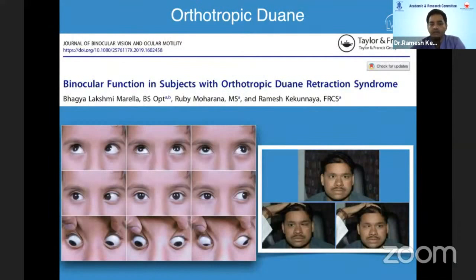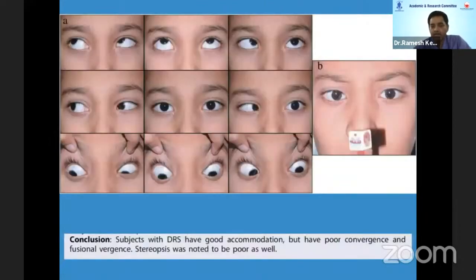Coming to the orthotropic, we see many patients who are orthotropic. What we need to know is that their binocular single vision field may be limited. As you can see, one is the unilateral orthotropic, and this is the bilateral. It's orthotropic only in that position. Otherwise, they have esotropia on either side. What you need to remember, from the series we have published, is that they have good accommodation, but poor convergence and fusional vergence. Stereopsis is noted to be poor in most of these children, in spite of being orthotropic.